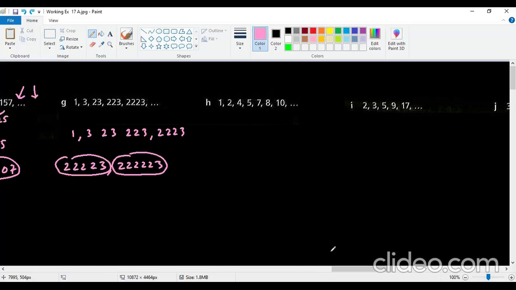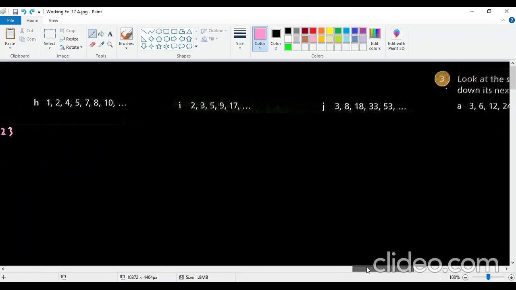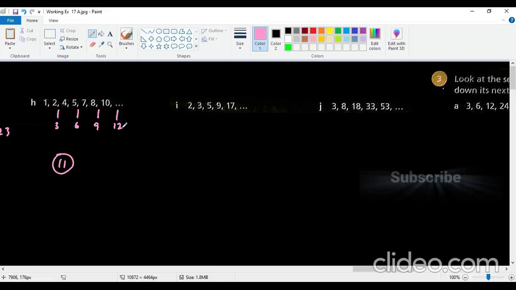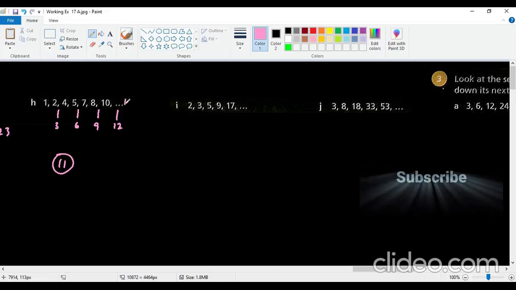As you can see in this sequence, 1 2 3 is missing from here, 4 5 6 is missing here, 7 8 9 is missing here. That means the next number is going to be 11, and then it's going to be a 12 here, and then the next number is going to be 13. That means 11 and 13 is your correct answer.